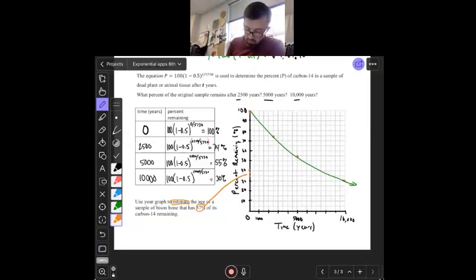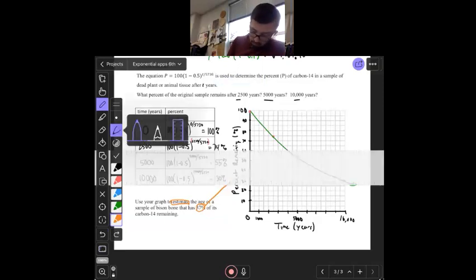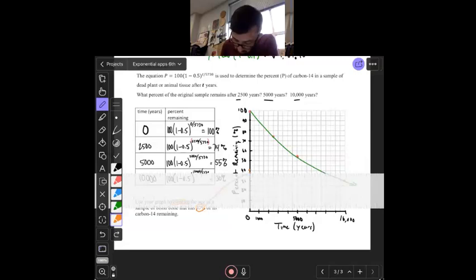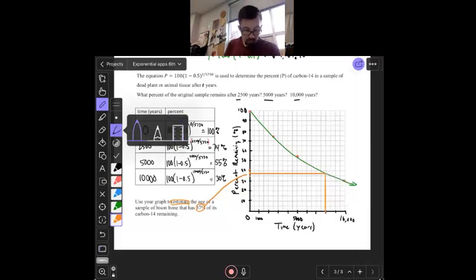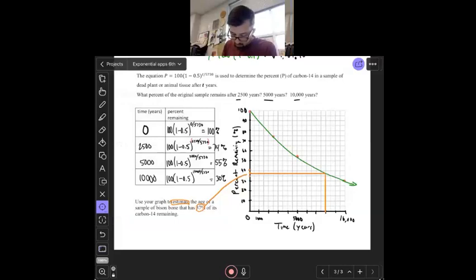So you want to draw a straight line. So you might want to get your ruler out, use the side of a book, right, to draw a nice straight line from where you think 37 is all the way over to your graph. Wherever that hits, you then draw straight down. And then you interpret that answer. So I'm getting something like, there's 5, 6, 7. I'm getting something that's like almost right on 8,000 for me.